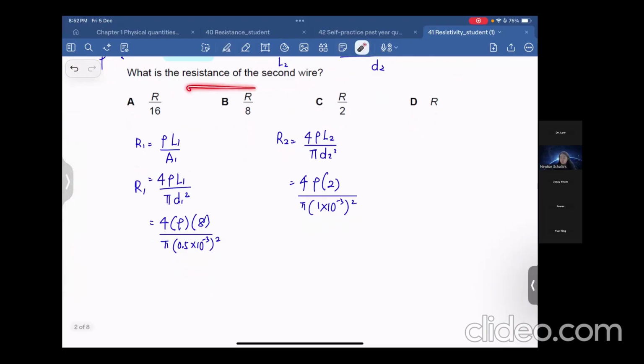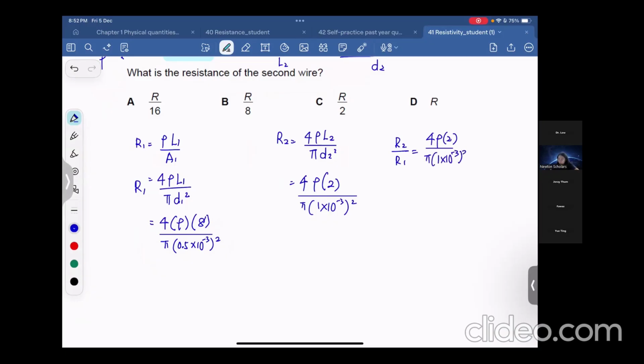Why do I like to use ratio? We always get such kinds of questions in whatever chapter, in calculating polarization, in calculating whatever. They like to ask you, in terms of the second, what is the new value in terms of the first one. So I always like to use ratio, because some of the values we don't need to multiply up and calculate, we can cancel them out. So for example, here, the second one over R1. Your second one is 4 rho times 2 divided by pi times 1 times 10 to the power of negative 3, squared. You divide by R1.